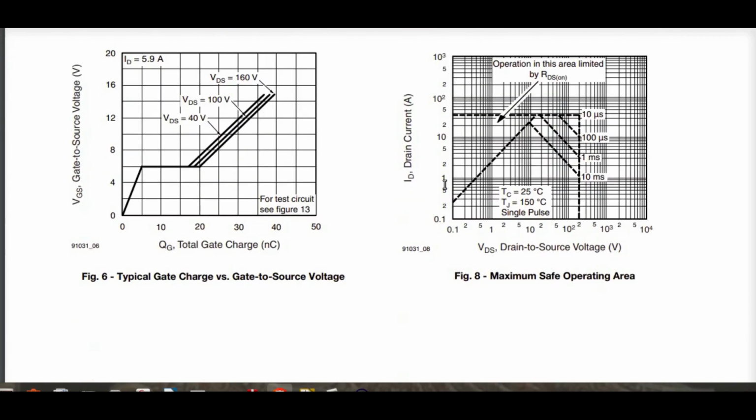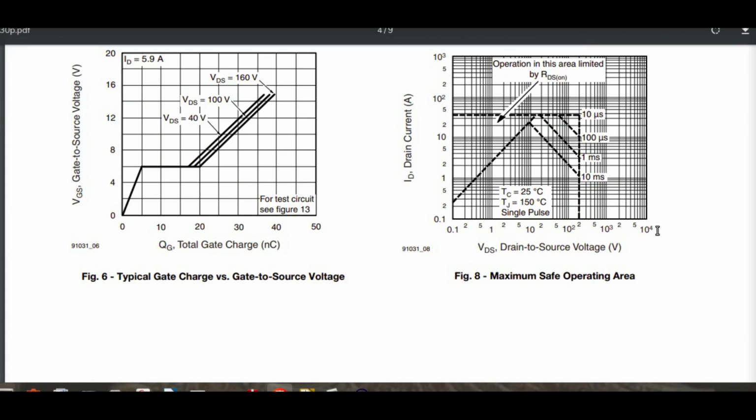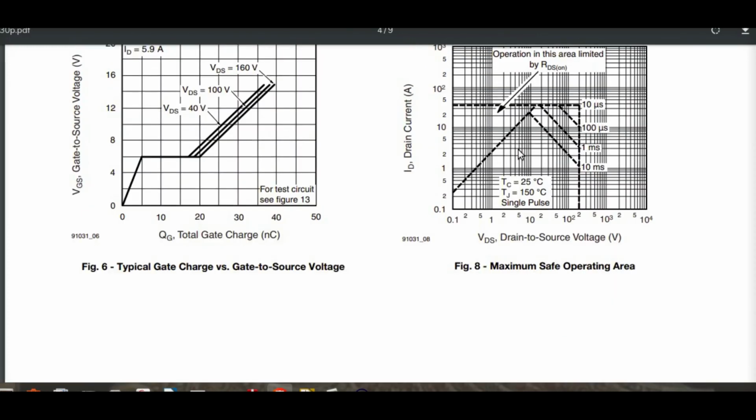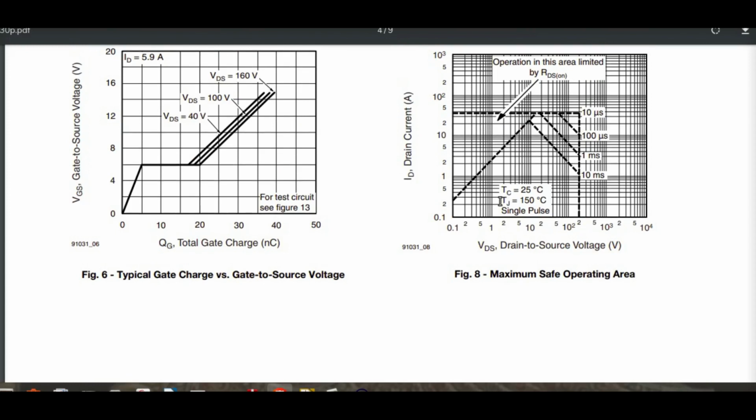So this is another important one, the safe operating area. This is the safe operating area and this is the non-safe operating area. Depending upon the pulse width, we can check what is the current. If you assume we are going for a 10 microsecond pulse at 100 volt, you can draw current up to 30 to 40 amperes for a 10 microsecond duration. So this is the meaning of the safe operating area curve.